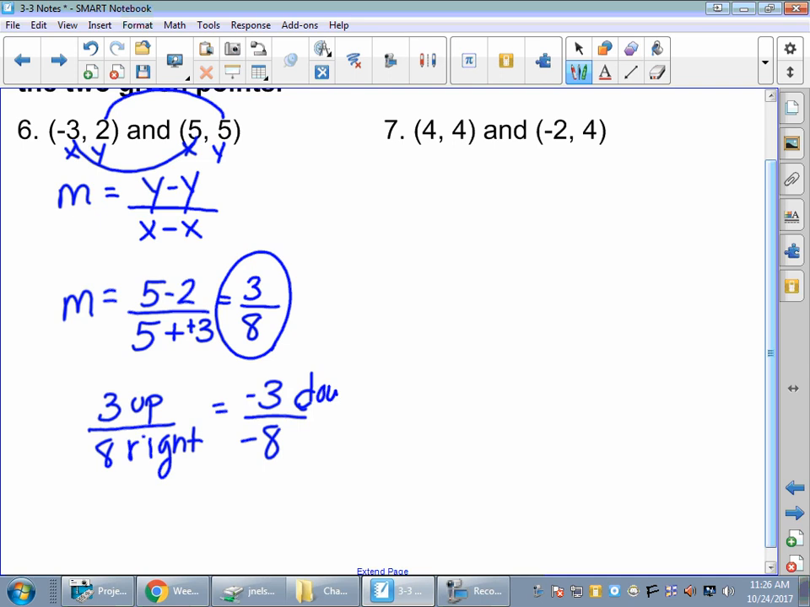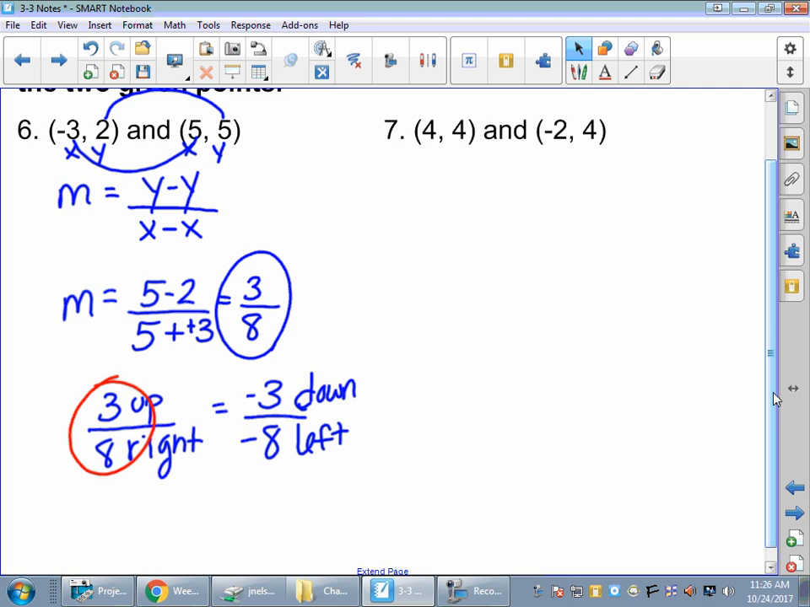But if I change the direction of the top, I have to also be consistent and change the direction on the bottom. So if I was to graph from one to the next, I'd have to go down 3 and 8 to the left. So those two slopes are the same, but the best one is where the slope is in simplest form and positive if it's supposed to be positive.